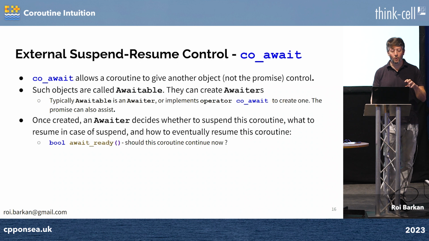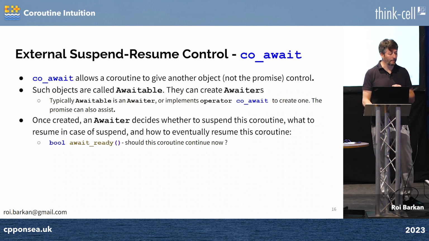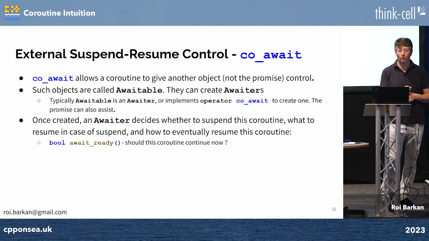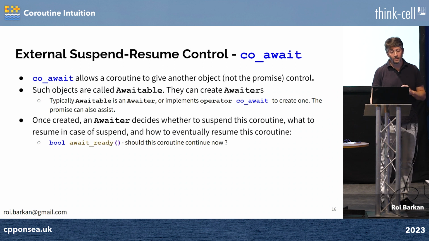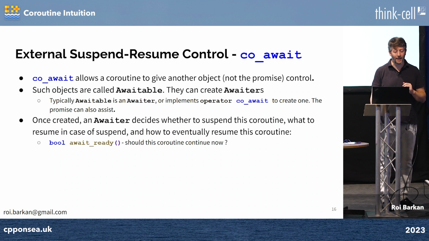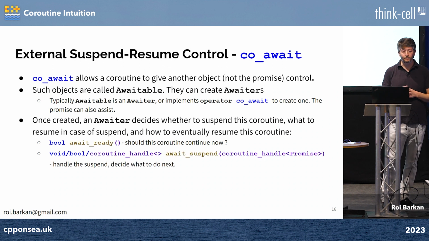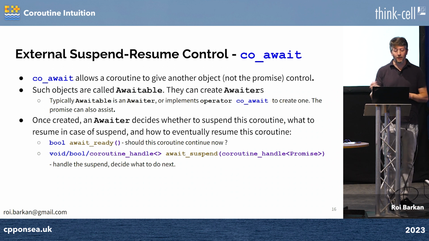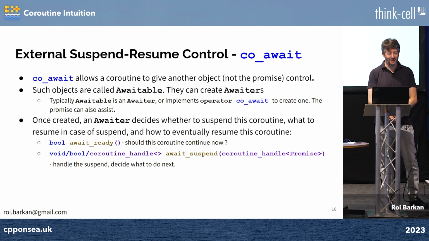So basically, an awaiter will implement three basic functions. await_ready is just a function that will return a Boolean, trying to understand, is this a time where I should suspend this coroutine, or is it okay to continue? If await_ready returns false, that means we need to suspend, and again, the awaiter gets called into play, the coroutine itself gets suspended, and then the awaiter has a chance to act on the suspended coroutine.